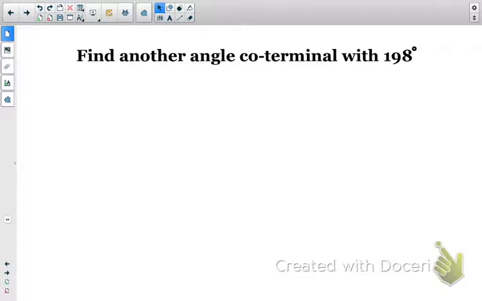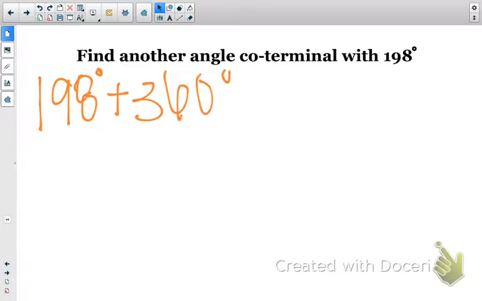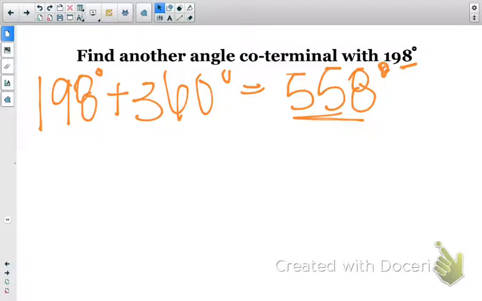Okay, let's look at this. We need to find other angles that are coterminal with 198. Basically, all we have to do is add a full rotation to 198. Think back to when I told you that a full rotation is 360 degrees. So all we really have to do is add or subtract 360 degrees to 198. So we go 198 plus 360 degrees, and you end up with 558 degrees. That is one angle that is coterminal with 198.